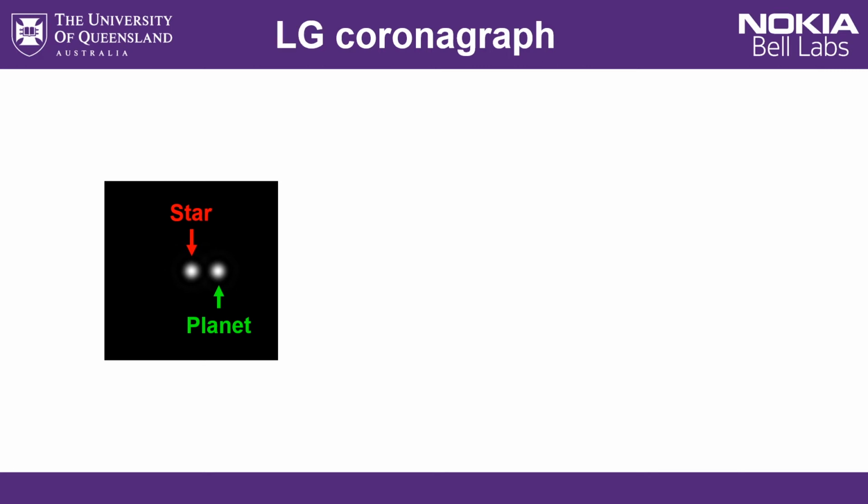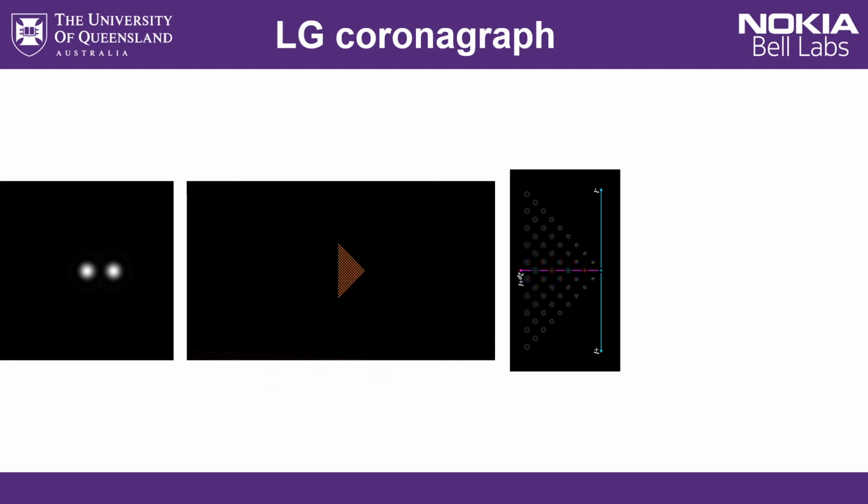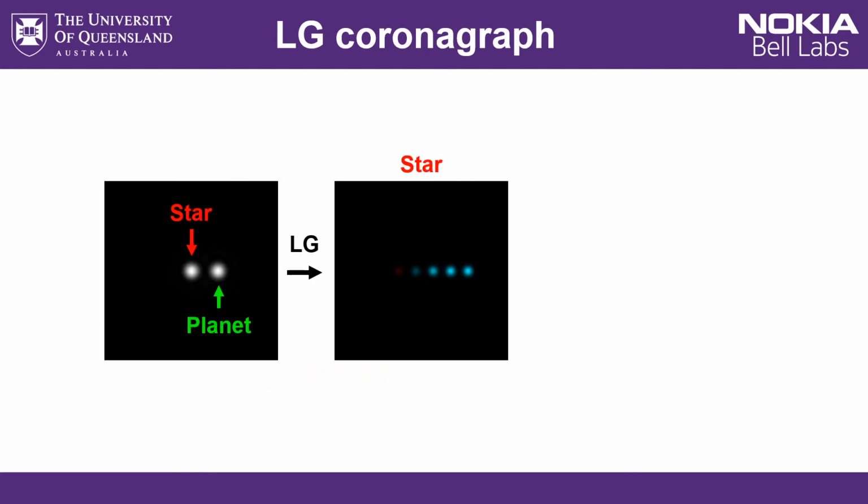We start off in the focal plane, where we've got a scene like so, an on-axis star, and off-axis planet. Now we use an LG mode sorter to transform into the Laguerre-Gaussian domain. The circularly symmetric starlight, the on-axis starlight, gets distributed amongst the circularly symmetric LG modes. So that is the L equals 0 line through the center of the array. That's similar to our ring of fire for the Vortex coronagraph, except now it's a line of fire.